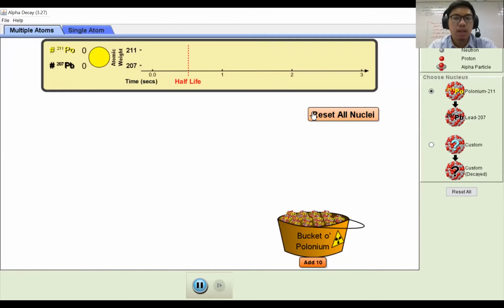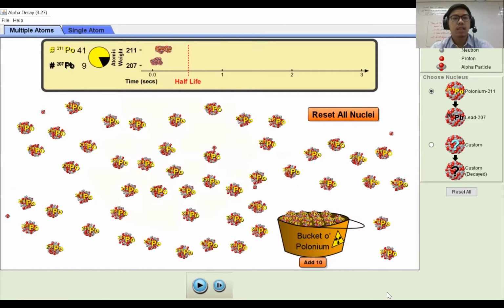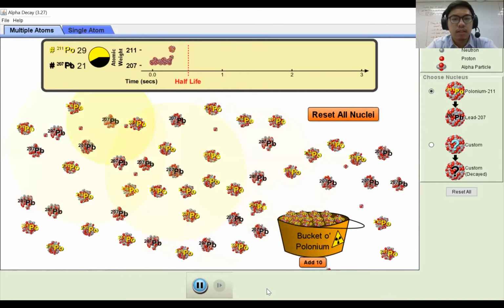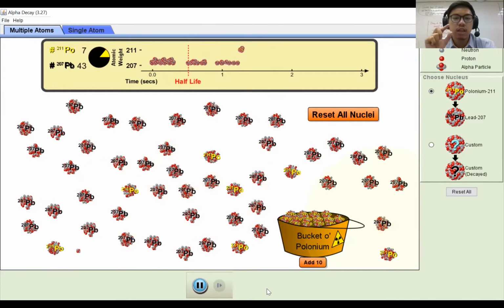Okay, it turned into a new element. Now let's look at what happens if you have a lot of polonium. Let's say in this case you have 41 polonium, and let's play the animation. One by one, the polonium becomes lead. This is actually what's happening inside the radioactive substance. Each nucleus will slowly decay one by one. And remember, radioactive decay is a spontaneous process, so you cannot really predict when it's going to decay.